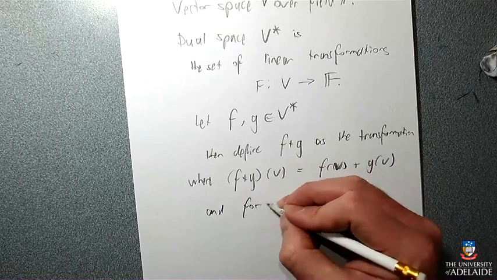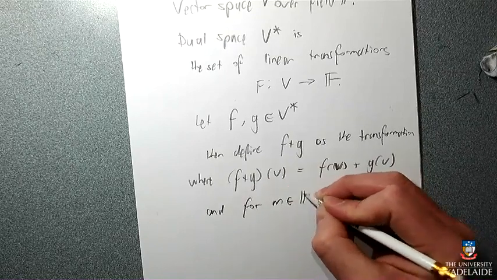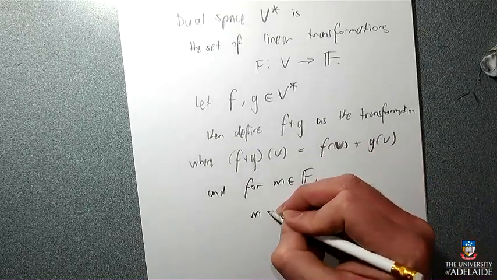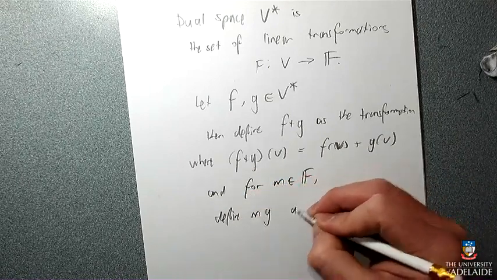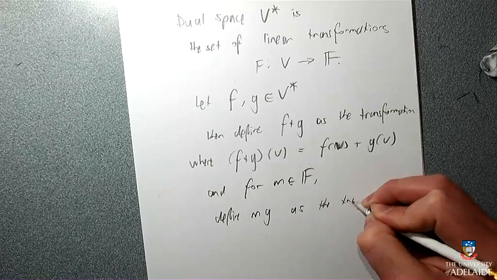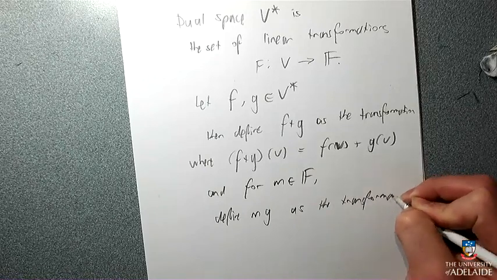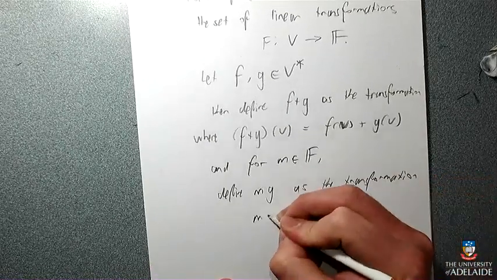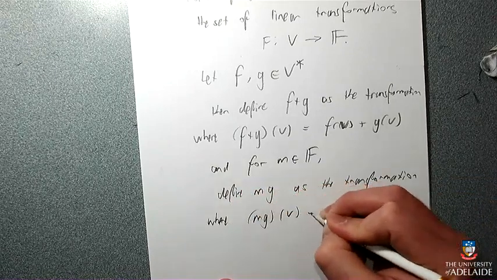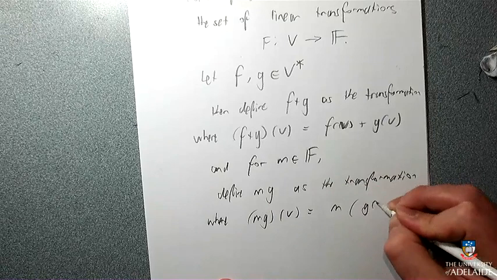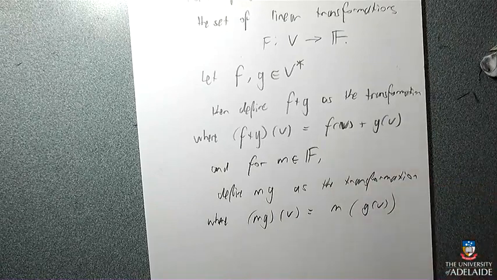And for M in the field, define mg as where mg of v is m of g of v. I just want to think about what's going on here.